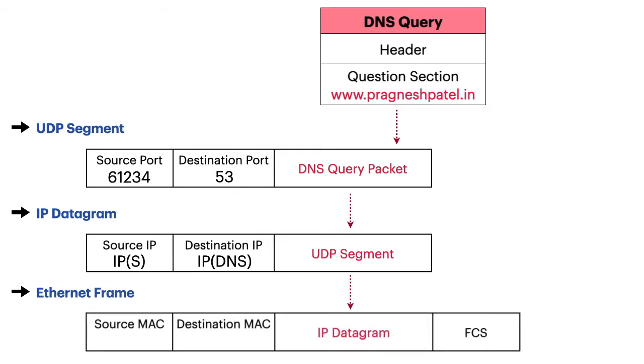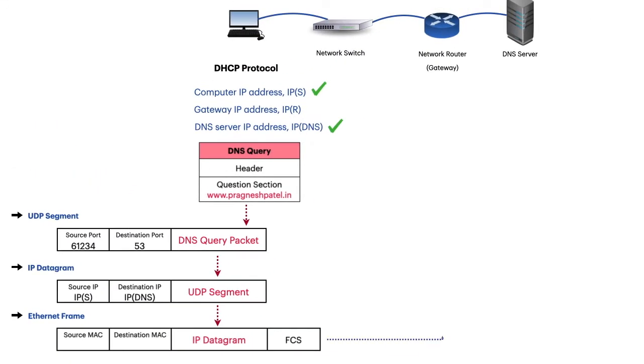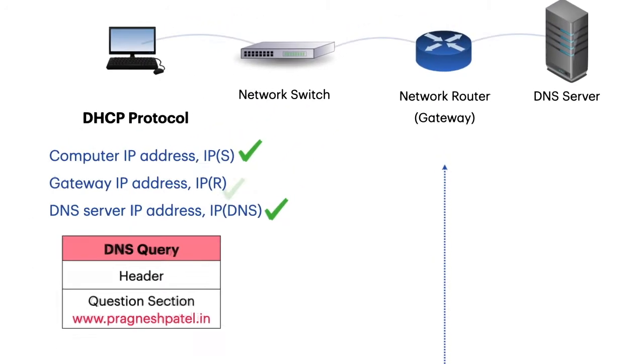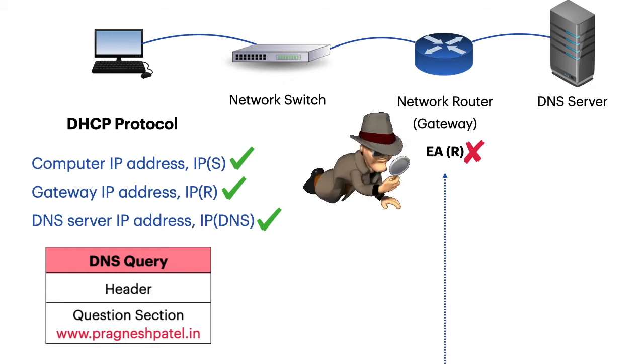This frame contains the DNS query packet and it needs to be delivered first to the gateway router. For this, the Ethernet address of the gateway router must be known. However, the DHCP protocol has only provided the IP address of the gateway router and not its Ethernet address. So, how do we obtain the Ethernet address of the gateway router? This is where address resolution protocol comes into action, which helps to obtain the Ethernet address of the gateway router with the help of its IP address.